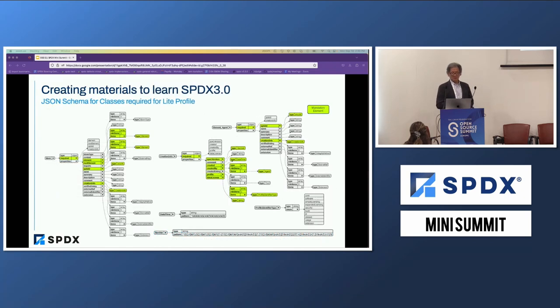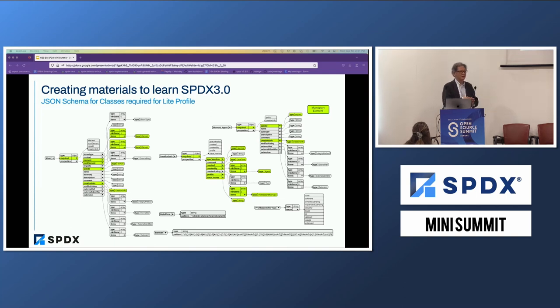We are currently finalizing the proposal of the Lite profile, still as of now. At the same time, we are summarizing the model required for the Lite profile to understand it easily based on the SPDX 3.0 model and the specification. This is a JSON schema for the SBOM class in the Lite profile. Of course, there are many more items in the SBOM class, but this figure focuses on items required by the Lite profile.